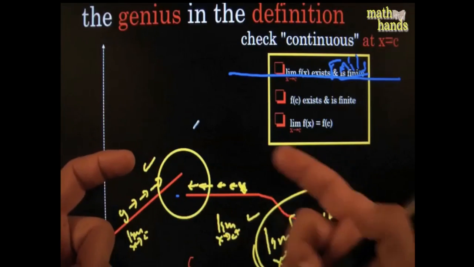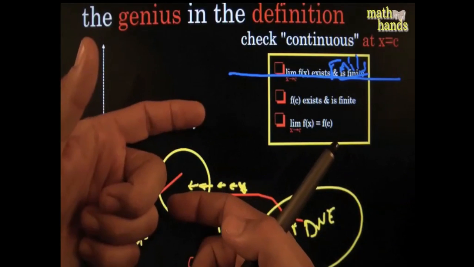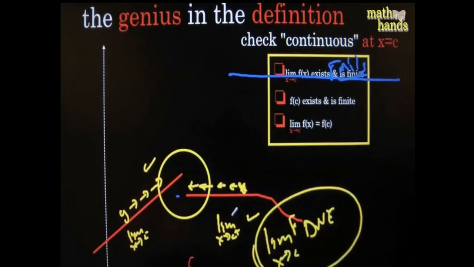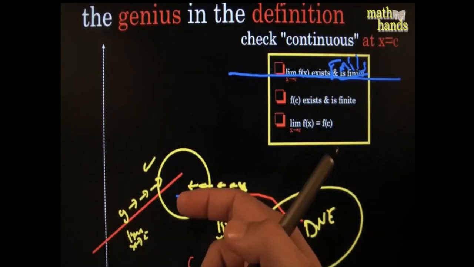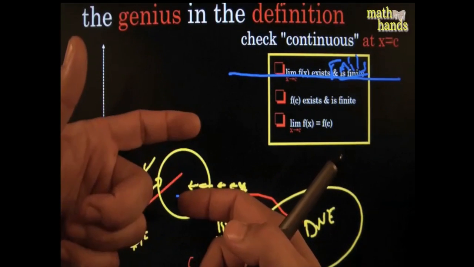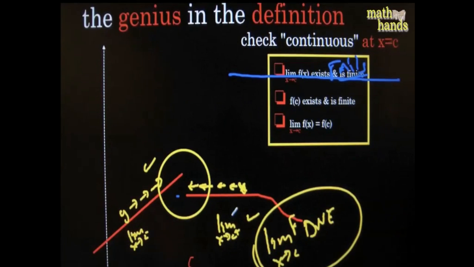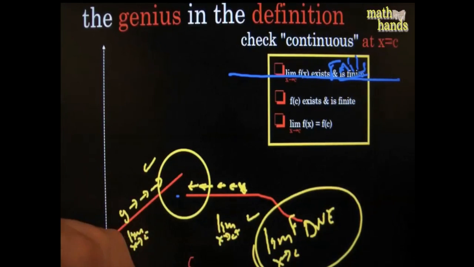This is a better way. Right limit exists, left limit exists, but they don't match. Okay, then you've got a jump discontinuity. Sorry, I should have said right limit exists and is finite, left limit exists and is finite. They don't match. Jump discontinuity. See, the definition is genius.